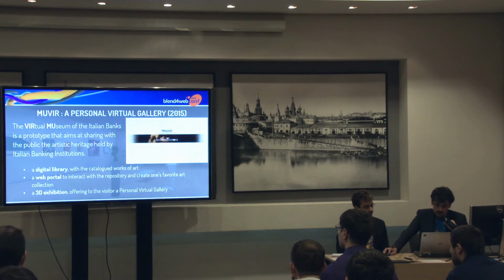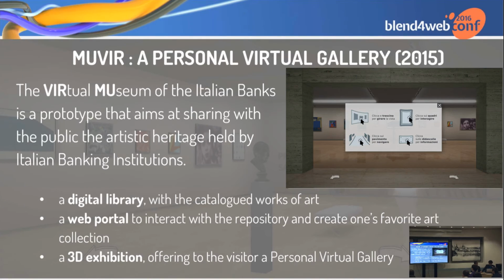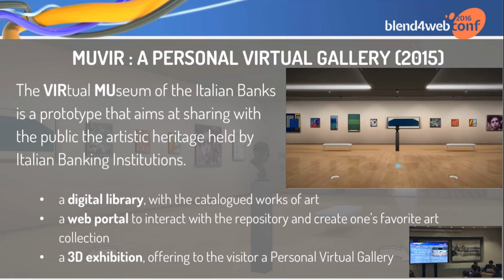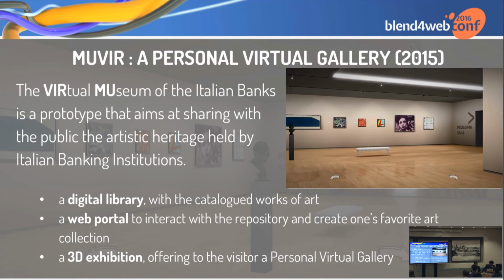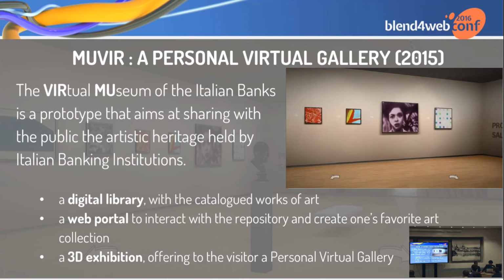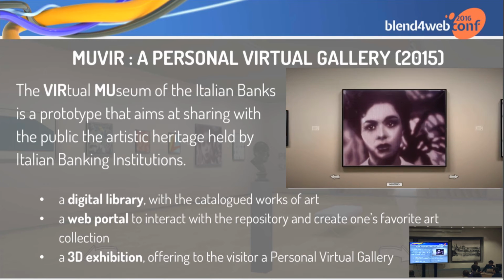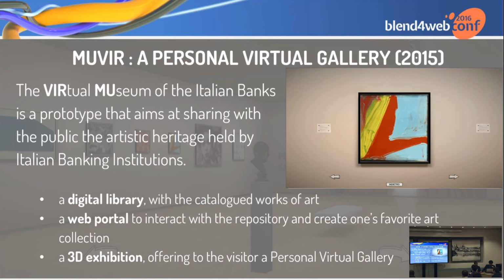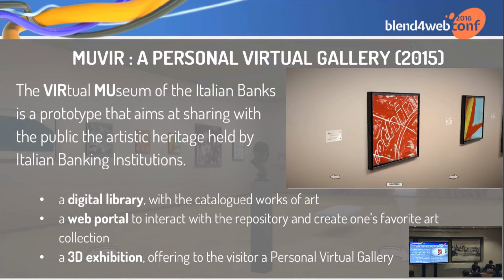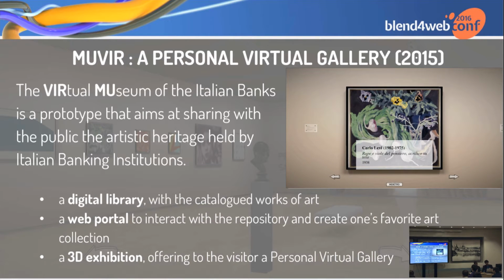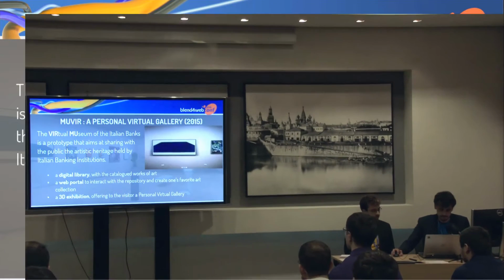The purpose of MUVIR is to connect a digital library to a web portal to query the repository with various search parameters such as author, year, painting technique, and to create a personalized favorite art collection. Then it's possible to launch a 3D exhibition that brings the selected works of art into a 3D environment.